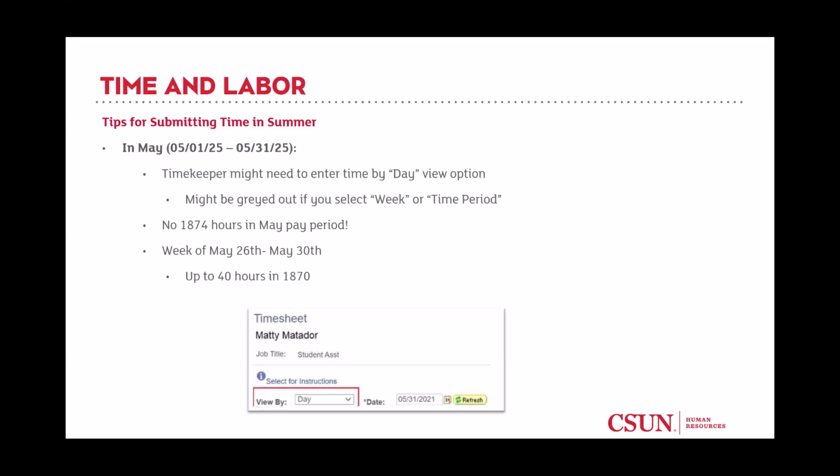Just a reminder for this summer transition: no 1874 hours in the May pay period. And for that final week, May 26th through May 30th, the 1870 students can work up to 40 hours. So even though you haven't transitioned them yet into the 1874 position, which will be effective June 1st, for that period after the semester concludes, they can work up to 40 hours that week.